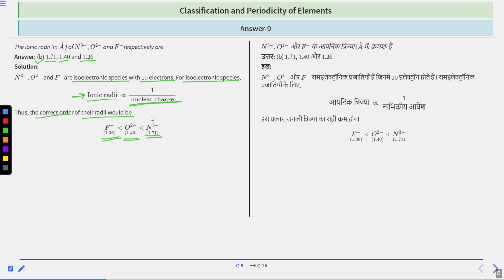So higher the nuclear charge, lower the ionic radii, or lower the nuclear charge, higher the ionic radii. On the basis of this relation, we conclude that the ionic radii for N3 negative, O2 negative and F negative are 1.71, 1.40 and 1.36 respectively. Thus option B is the correct answer. Okay, let's move to the next question. Question number 10.